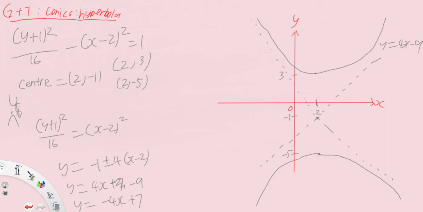Again, calculate your y-intercepts by letting x equal 0. So there we have it, the north-south opening hyperbola, and don't forget to label your center (2, −1). And there we have it, the hyperbola.